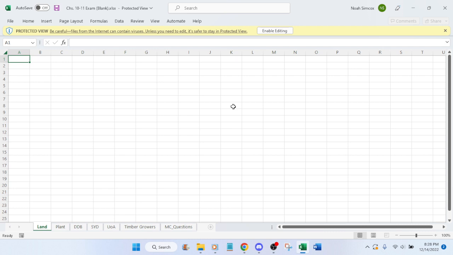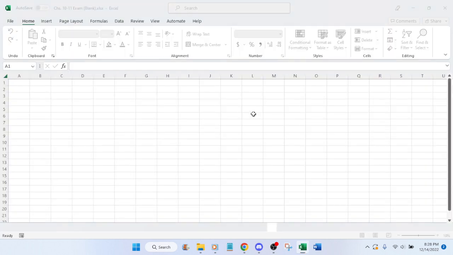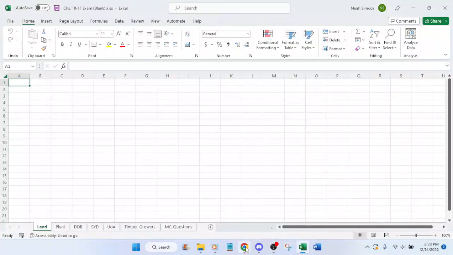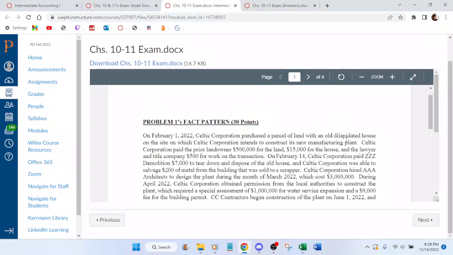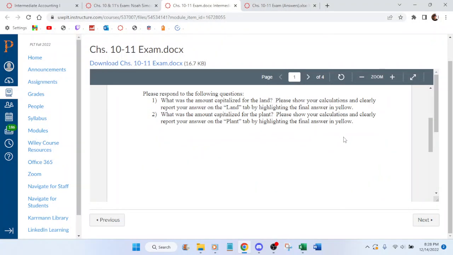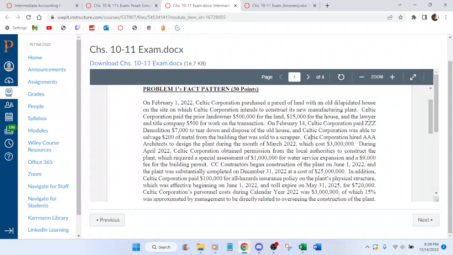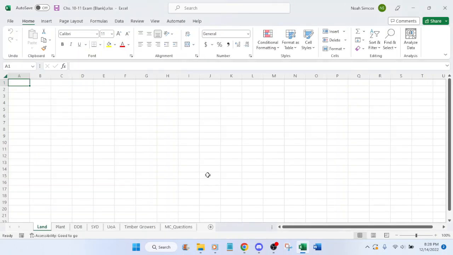I mean, what a class. Oh man. Number 1. Oh, great. I'm not going to report it, okay? They purchased the land. There's $500,000 for the land.